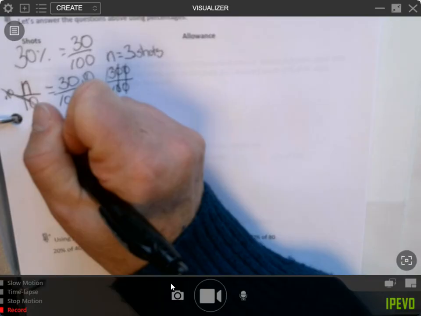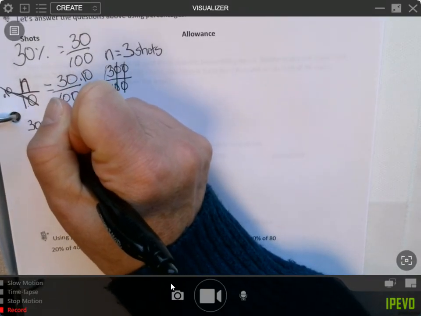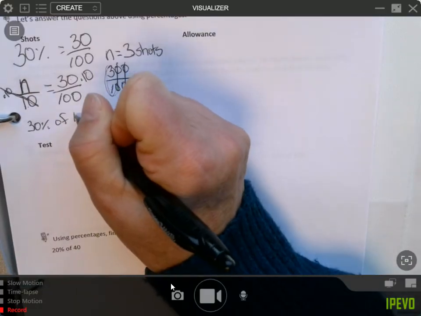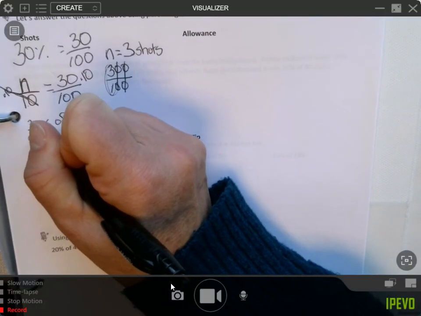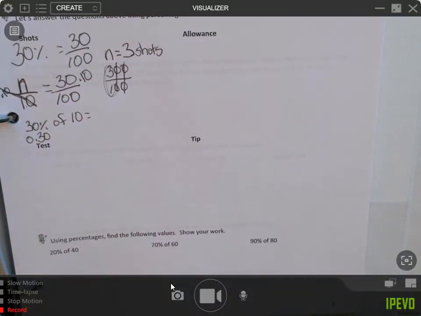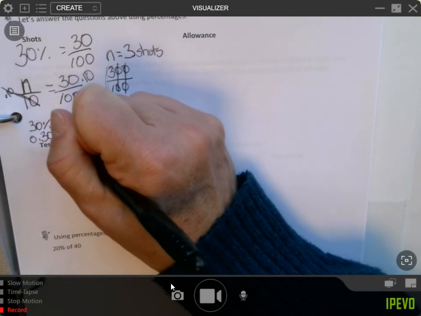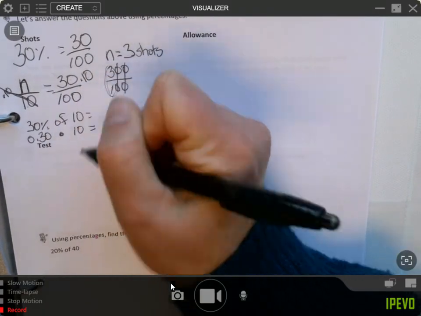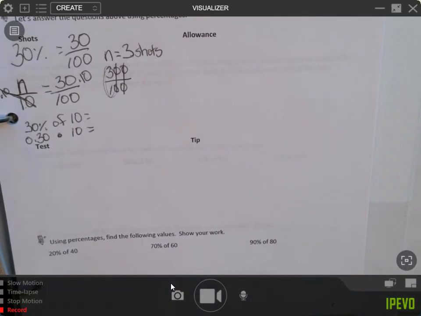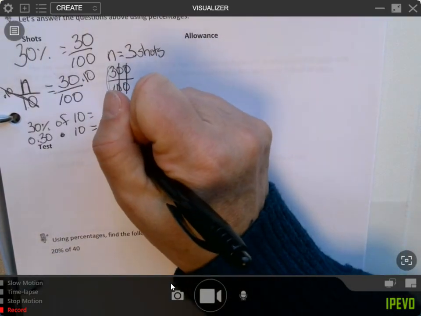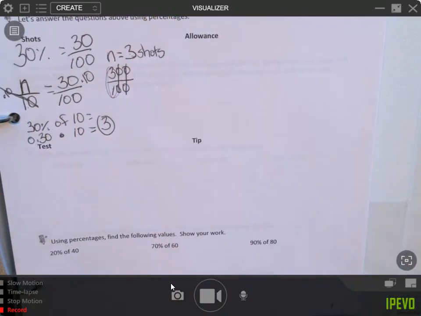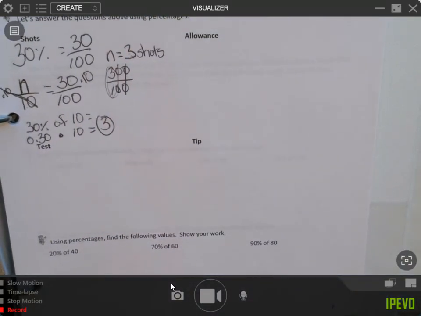Another way of saying this is 30% of 10 equals what? So 30%, if we put it as a decimal, is 0.3. Of that operation is multiply. So 0.30 times 10. If we multiply those two together, use your calculator, what do we get? What is 0.3 times 10, Lila? 3. So we get that same number. So we know that she made 3 shots.